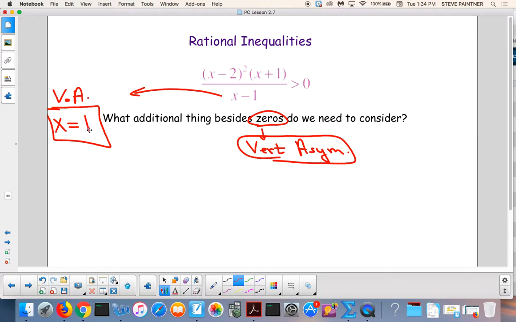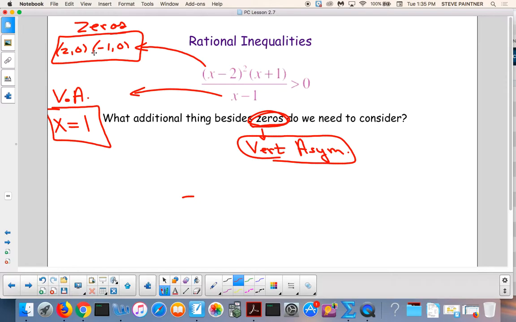Okay, what does the top tell us? You're right. Although I don't care, because I only care about this. I only care about this. But I care about this and this. Okay? Zeros. This tells me what? Where are my zeros? 2 and negative 1. So 2 comma 0 is a zero and what? Negative 1, 0. There you go. So really, guys, all I care about are these two things when it comes to rational. Zeros and vertical asymptotes.